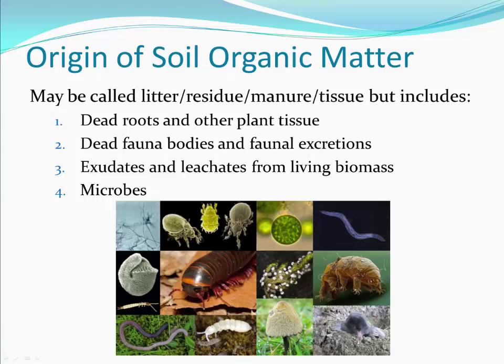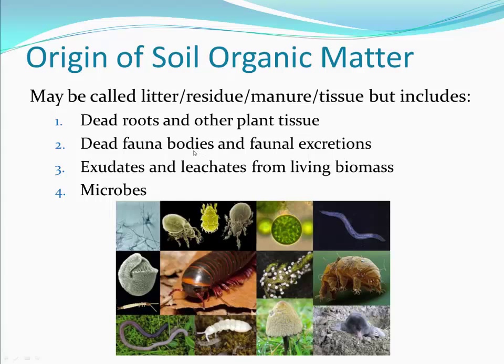Well, what is the origin of the organic matter? Organic matter has many terms, and it has also been called litter, residue, manure, tissue. Any of those terms work. If you see those, you can interchange those for organic matter. But essentially, it's made up of dead roots and other plant tissue, leaves, stems, stalks, and dead animal bodies and excretions, so manures, urine, and then dead bodies of burrowing animals.